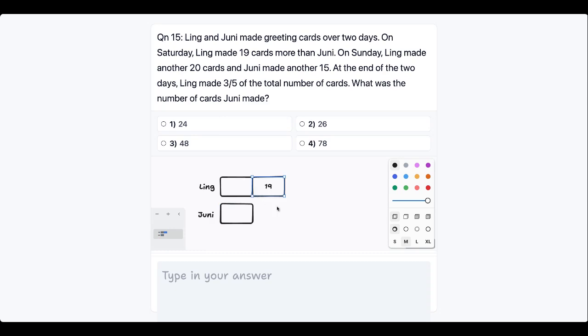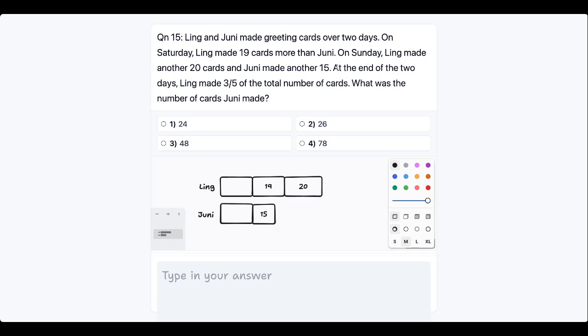On Saturday. Then on Sunday, Ling made another 20 cards, a little bit bigger than 19. And Junie made another 15. So the 15 definitely will be smaller than the 19 as what you see over here. So a little bit smaller.